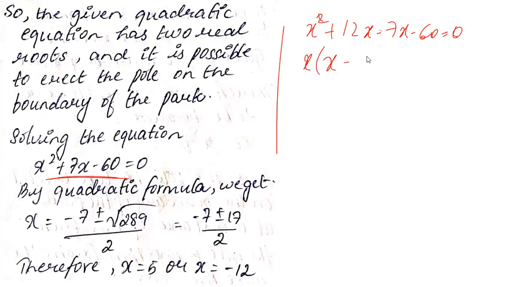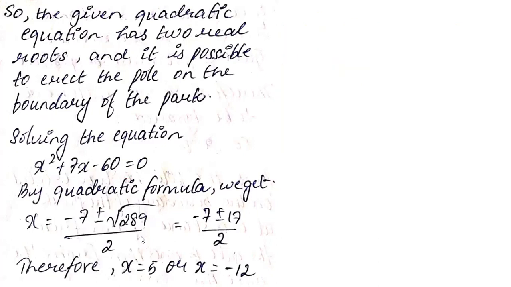Sorry, not 7x, minus 5x. So wait, I will clear this. 1 minute. I will write it from the beginning over here. X square plus 12x minus 5x minus 60 equals 0. Splitting the middle term is over.